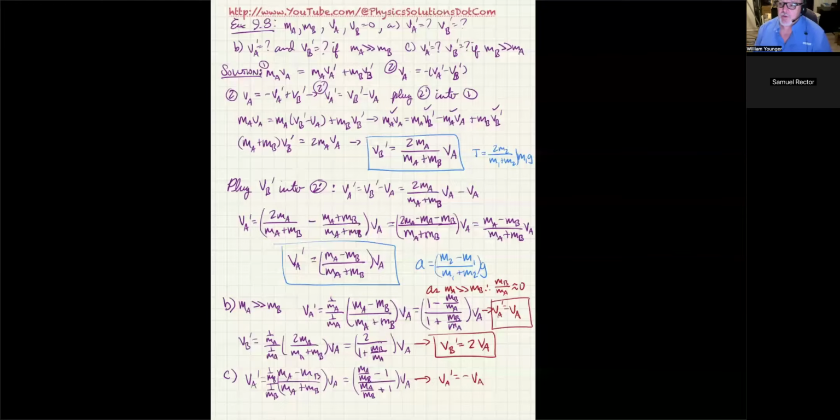So in other words, the Prius running into a parked Mack truck is going to bounce off the Mack truck going exactly the same speed that it was going beforehand, but in the opposite direction. So that's a pretty devastating blow again for the small car.